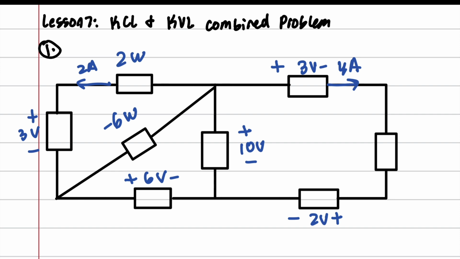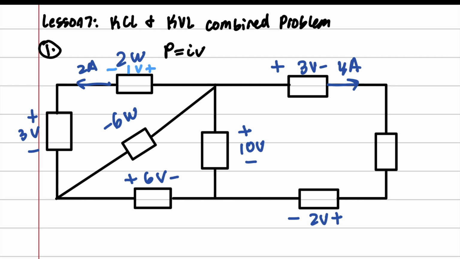The first thing that I would probably do is take all these powers, and if I'm able to, find the respective voltage or current. In this case right here, we can't find either the voltage or the current because we don't have a voltage or a current here. But here we have 2 amps and the power. So we can use P equals IV, and we get minus 1 volt plus.